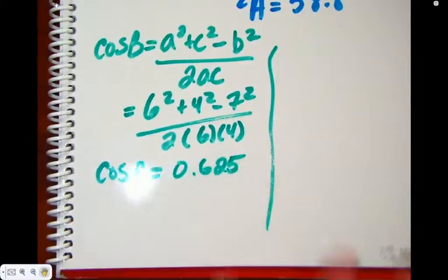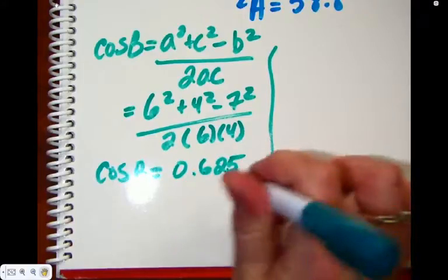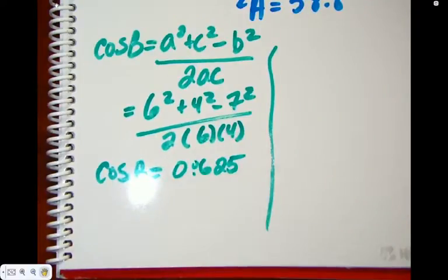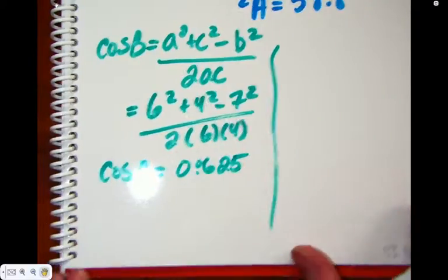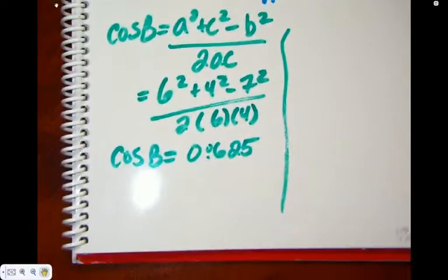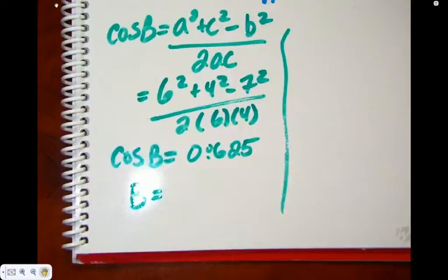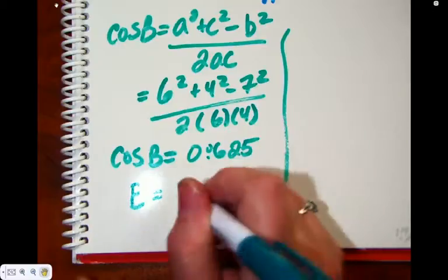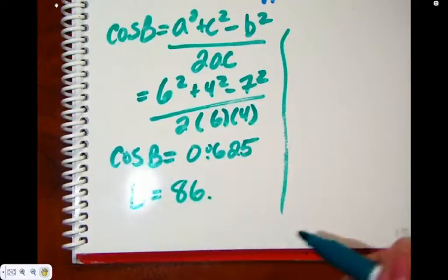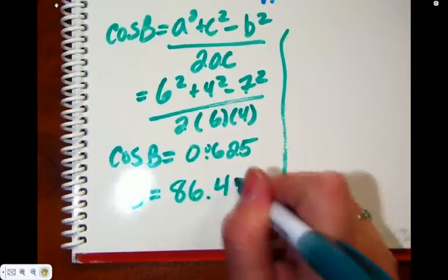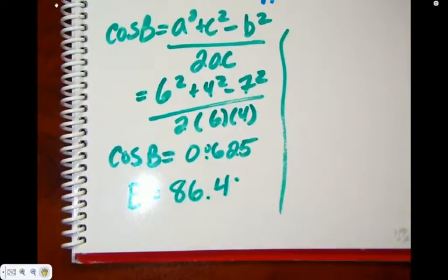Even? 0.625. Confirm 0.0625. How do we find B from that? Inverse cos, go to 1 decimal place. 86.4, confirmed.